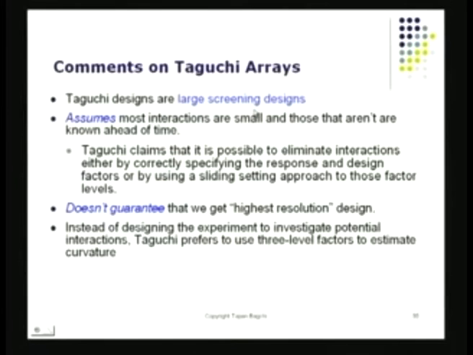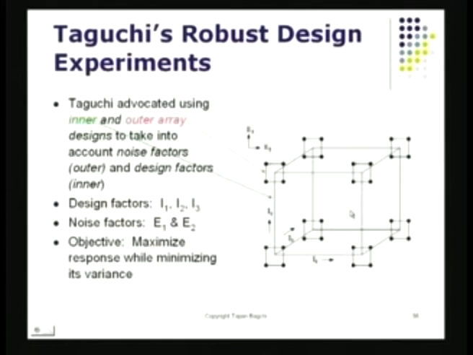Something we've got to remember is that we were not looking at interaction. Therefore, Taguchi arrays are basically screening designs. They let you see very quickly which factors are important and which factors are probably not so important. That is something that can be done quite easily using orthogonal arrays. When I'm using Taguchi's arrays, I assume that most of the interactions are either small or not present at all. And it does not guarantee that we get a highest resolution design. That means we are not able to see a lot of interactions that in some cases should also be important.